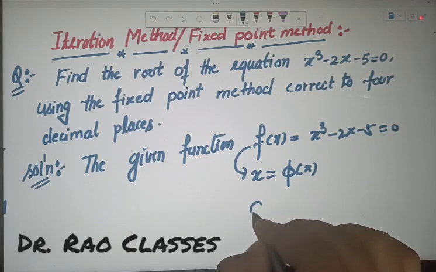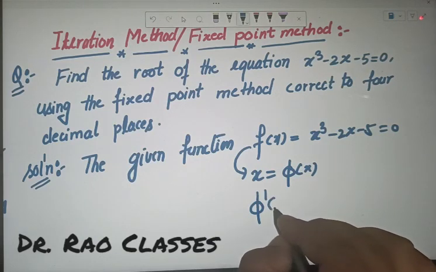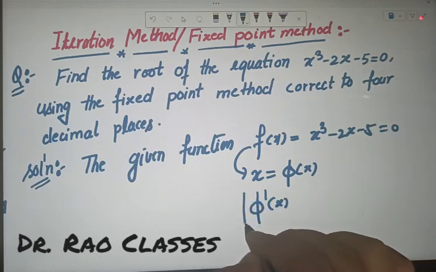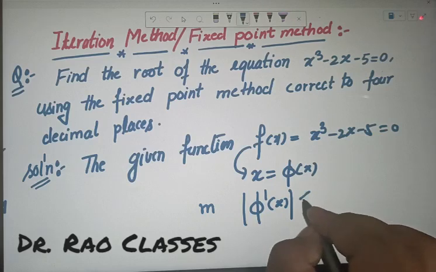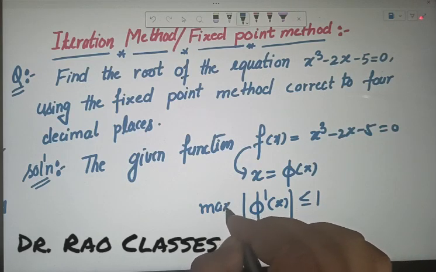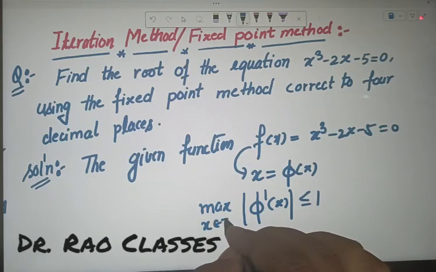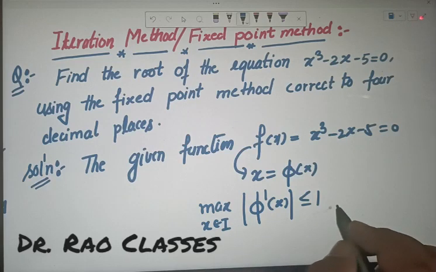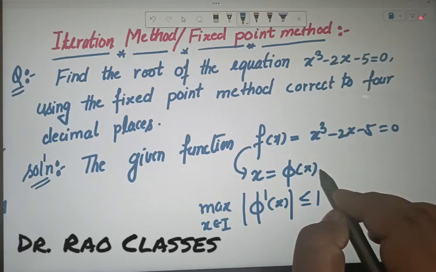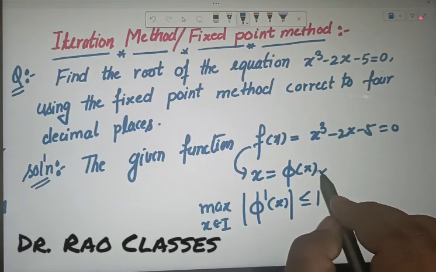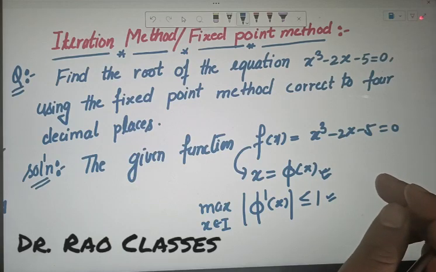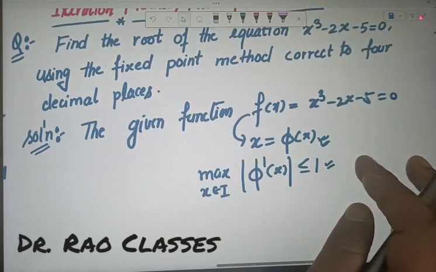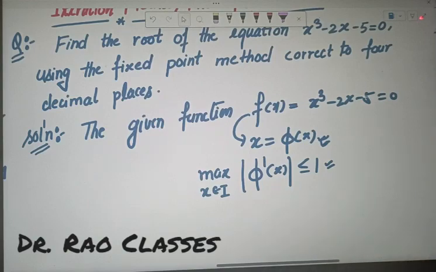The condition is that the modulus of the first derivative of phi of x should be less than or equal to the maximum of its modulus over I, the interval in which the root lies, which should be less than 1. If your phi of x satisfies this condition, then this phi of x is suitable for converging to your solution. Now come on, x to the power 3 minus 2x minus 5.